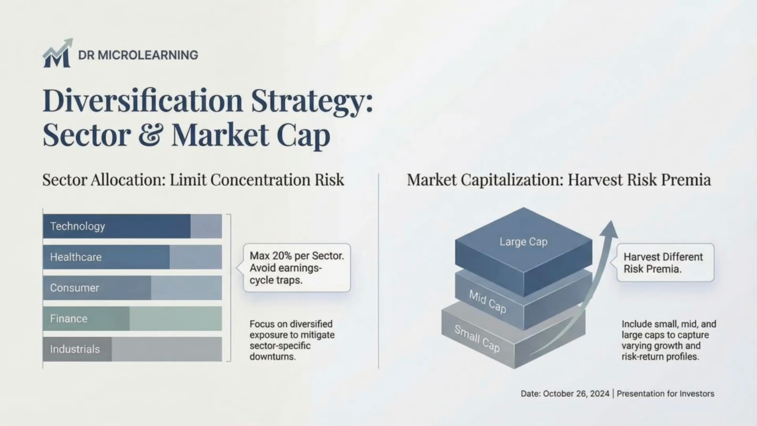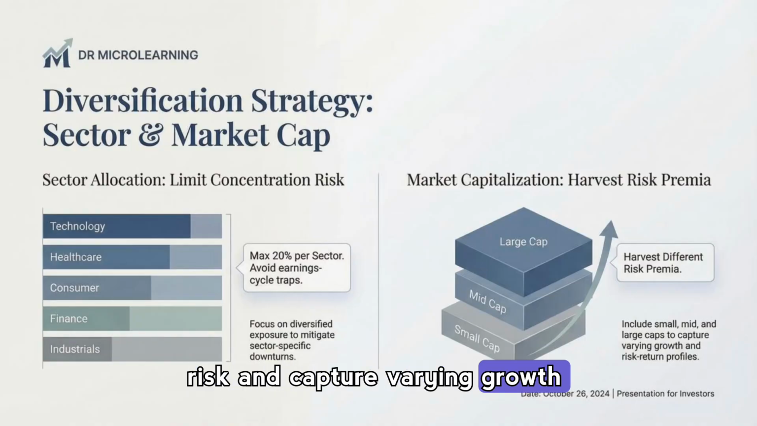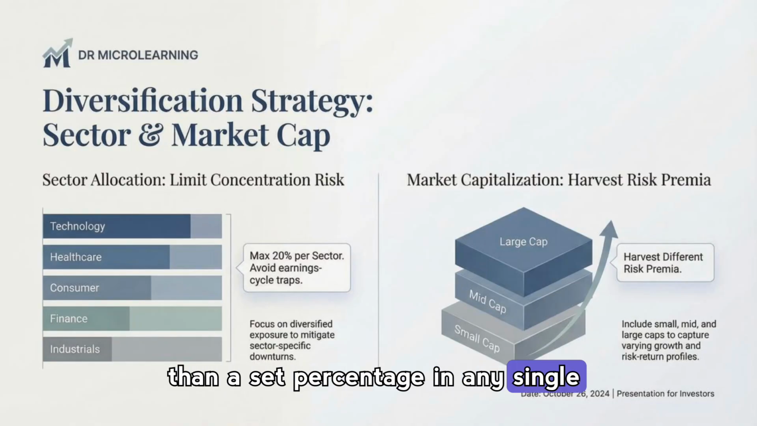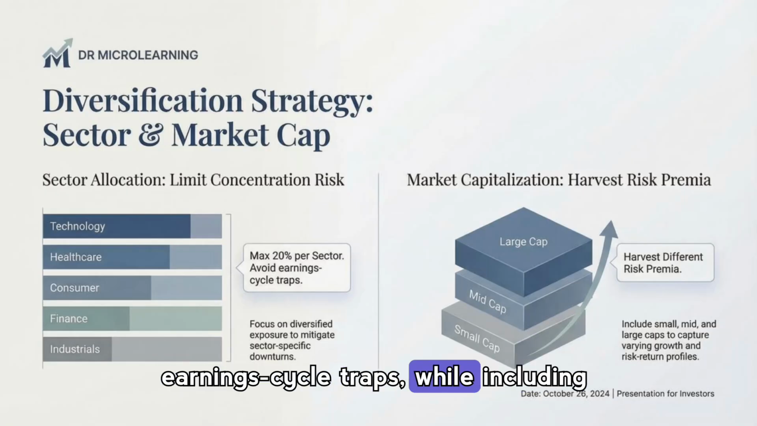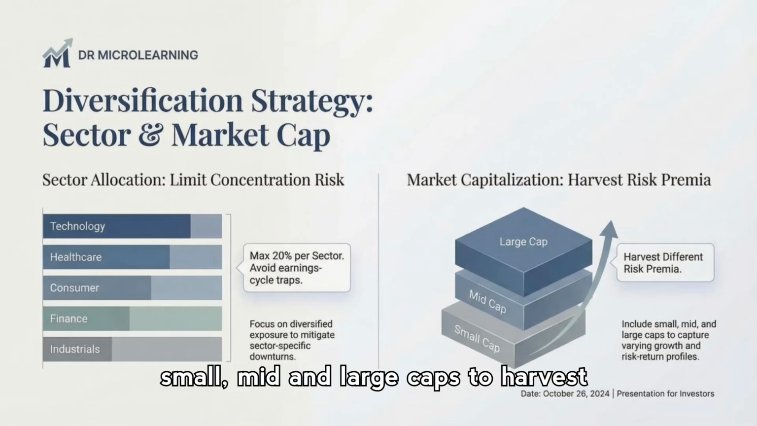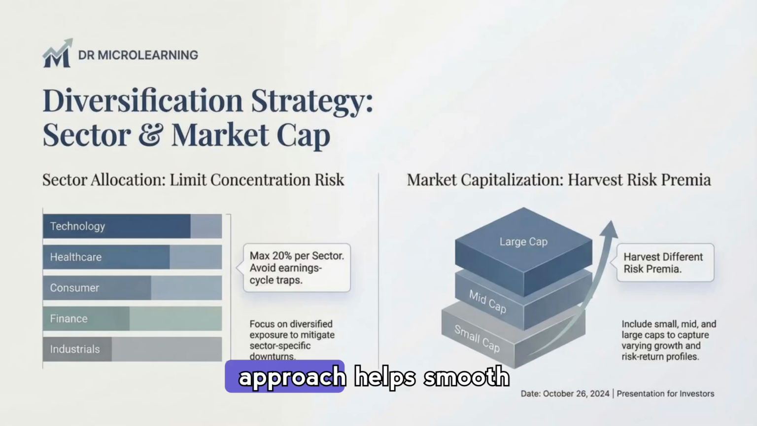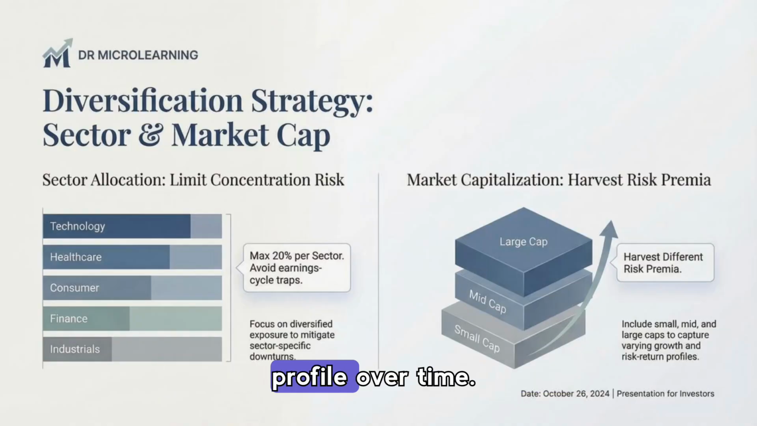Sector and market cap diversification limit concentration risk and capture varying growth opportunities. Avoid putting more than a set percentage in any single sector to reduce exposure to earnings cycle traps, while including small, mid, and large caps to harvest different risk premia. This broad approach helps smooth sector-specific downturns and improves the portfolio's risk-return profile over time.